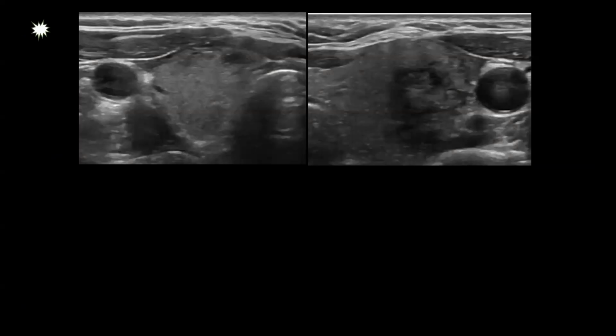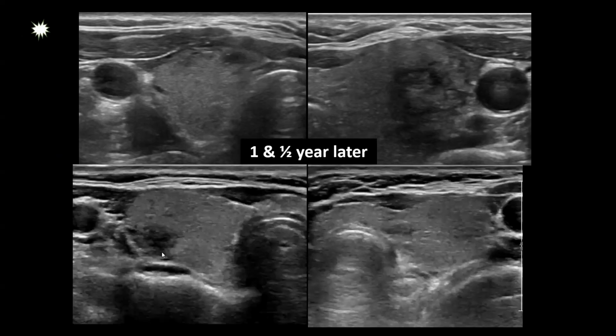A third patient underwent ultrasound for left-sided neck pain. An ill-defined hypoechoic lesion was seen in the left thyroid, with additional hypoechoic areas in the right lobe. Subacute thyroiditis was diagnosed and symptoms improved with treatment. However, on follow-up, new hypoechoic lesions appeared in the right thyroid.